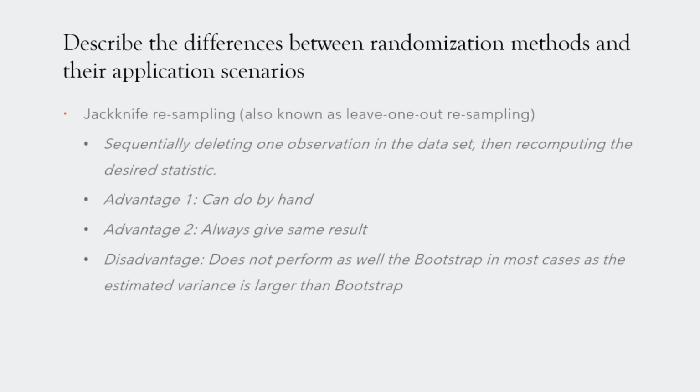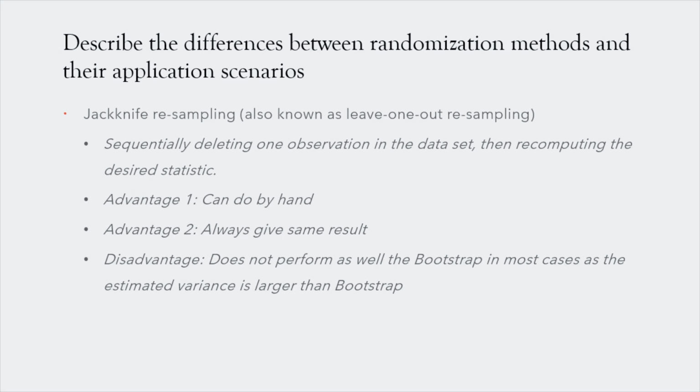There are two resampling techniques, jackknife and bootstrap. Let's look at jackknife. In reality, jackknife resampling is not randomization as it is sequentially deleting one observation in the dataset, then recomputing the desired statistic. Hence, jackknife resampling is also known as leave one out resampling.